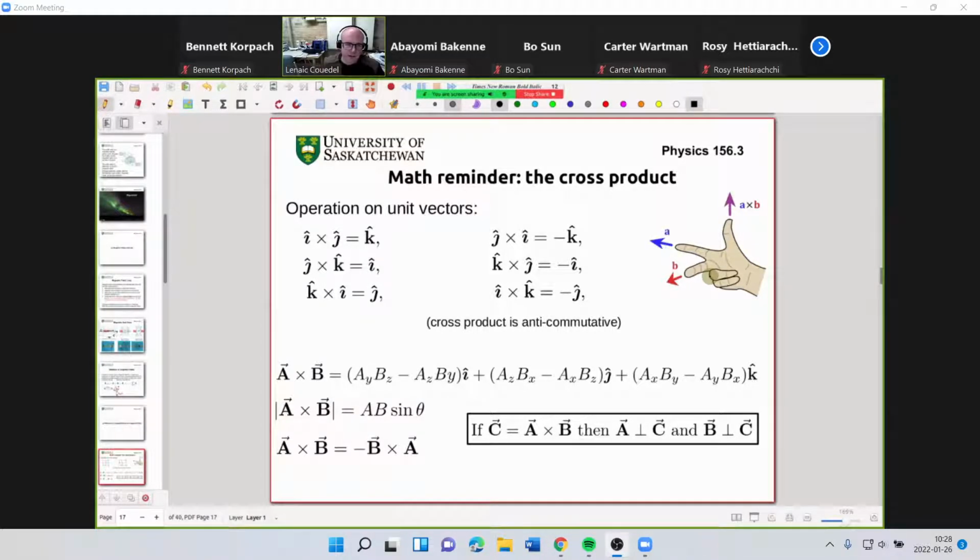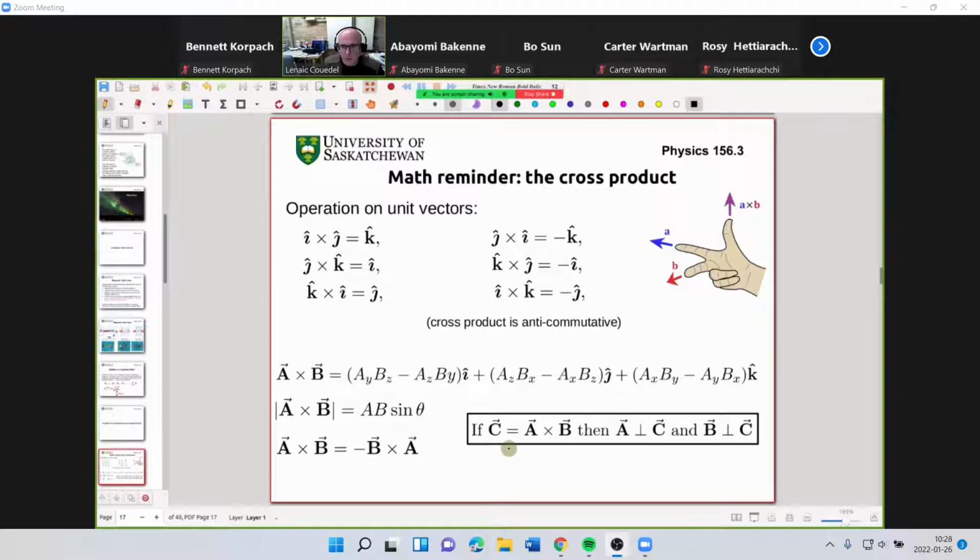Okay, so if you have the coordinates of the different vectors, the coordinates of the cross product are given by this formula that you can find in the formula sheet on the Canvas website. And the magnitude of the cross product is just the magnitude of A times the magnitude of B times the sine of the angle between the two vectors.